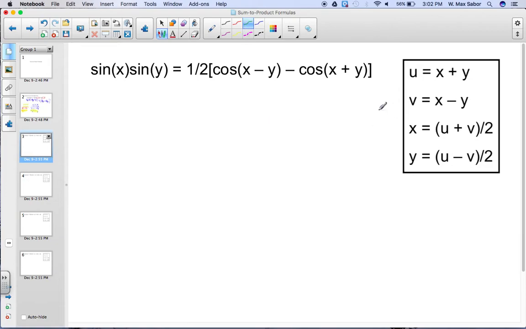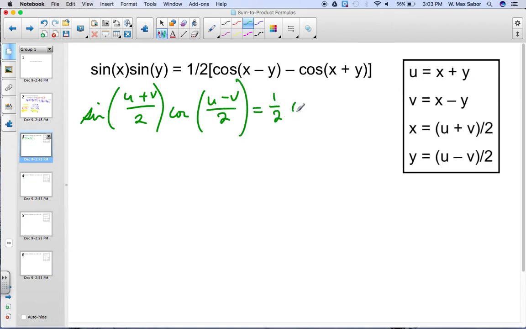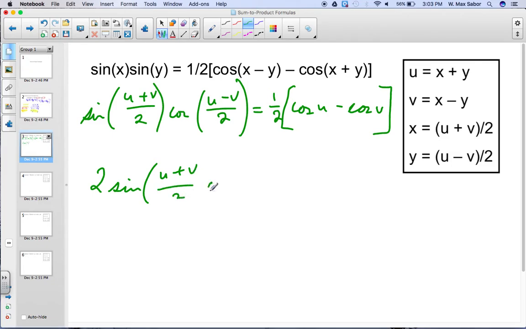So let's start with this one. Sine of u plus v over 2, cosine of u minus v over 2 equals 1/2 cosine of u minus cosine of v. Multiplying by 2 on both sides gives us 2 sine u plus v over 2 cosine u minus v over 2. So that's cosine. If we want to subtract cosines, this is what we get.